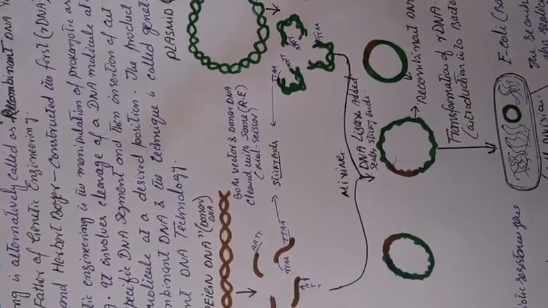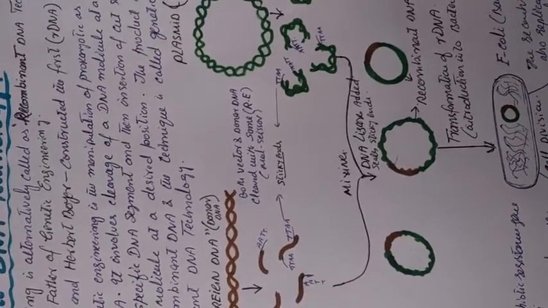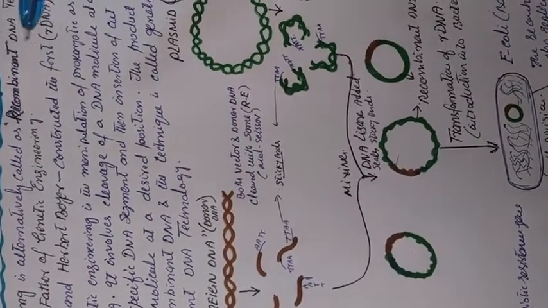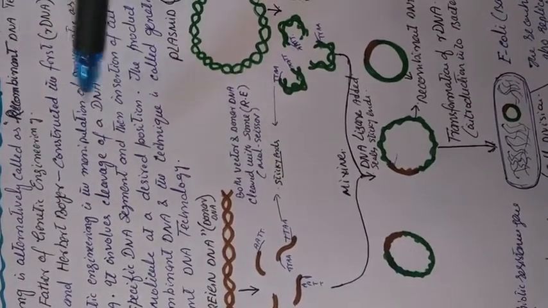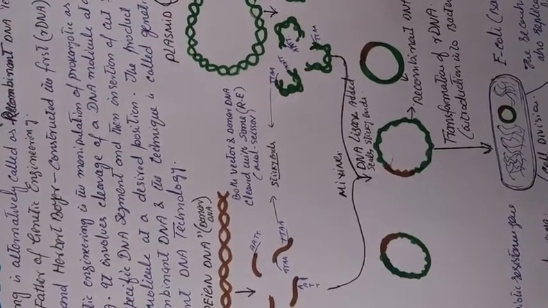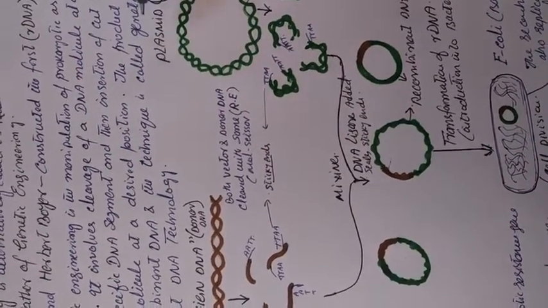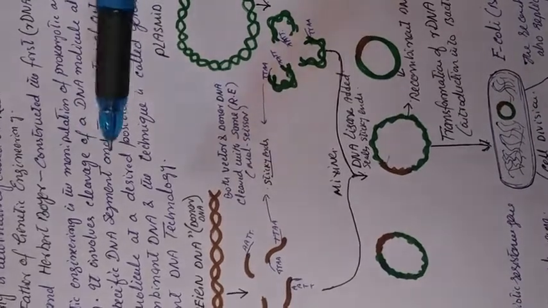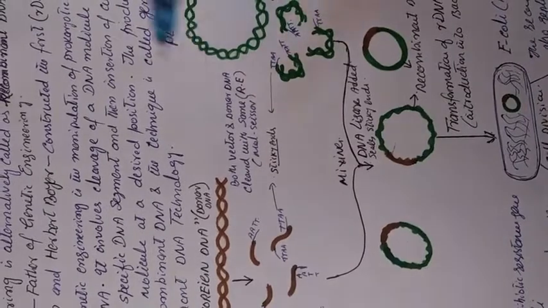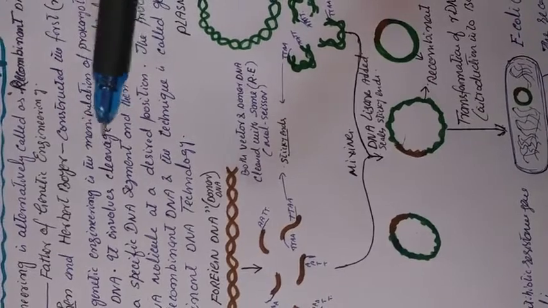It involves cleavage, that is the breaking of a DNA molecule at a desired place to isolate a specific DNA segment with desired genetic information, and then insertion of the cut segment in another DNA molecule at a desired position. The product thus obtained is called recombinant DNA, and the technology is called genetic engineering or recombinant DNA technology.